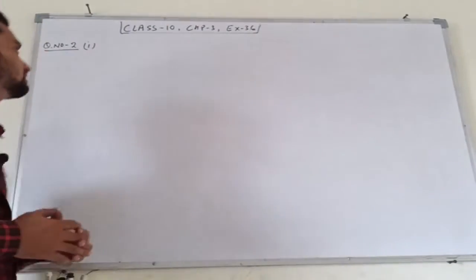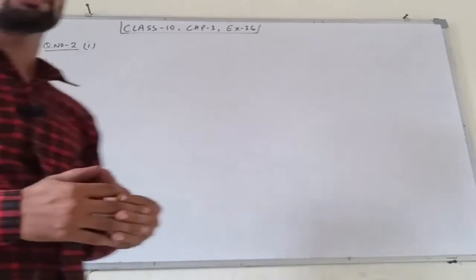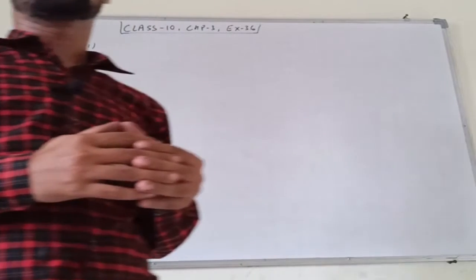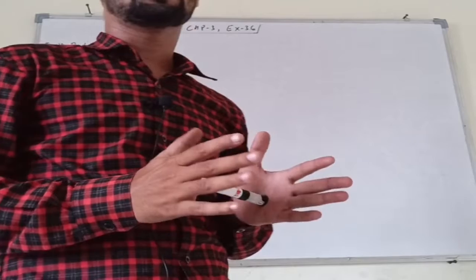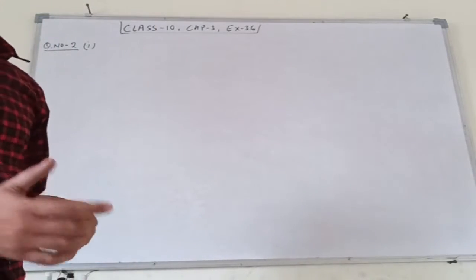I am taking question number 2, first part: Ritu can row downstream 20 km in 2 hours and upstream 4 km in 2 hours. Find her speed of rowing in still water and speed of current.